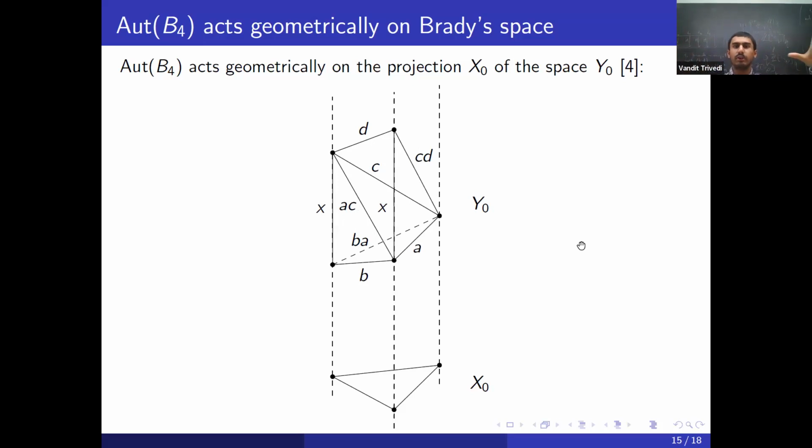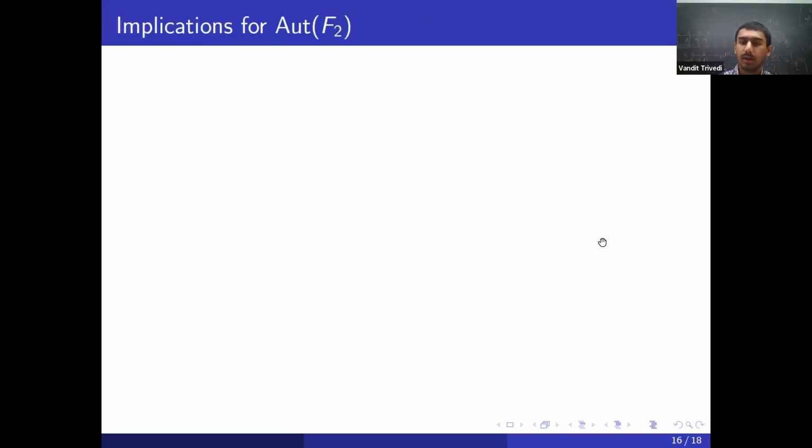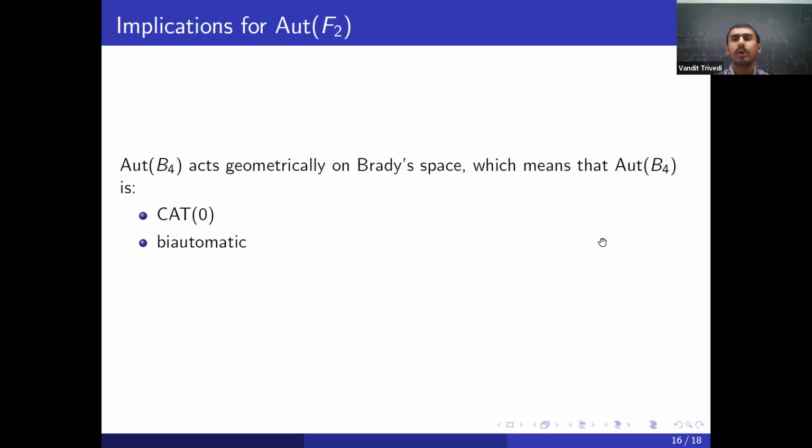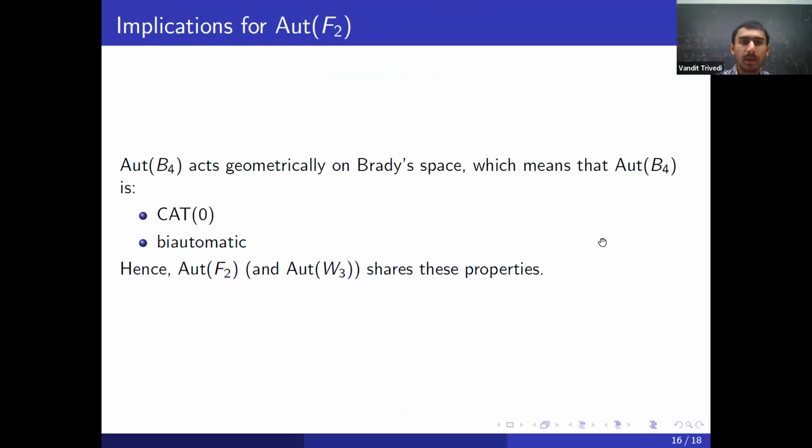We'll get lots of these tetrahedra, and if I project that down, what we will get here is this space called Brady's Space, which we've denoted X0. And that turns out to be a systolic simplicial complex if I fill in the interior of those triangles. And the great result is that Aut B4 acts properly discontinuously and cocompactly on that projection. And as a result of that, Aut B4 is CAT(0) and it is biautomatic. And so Aut F2 inherits those properties as well. And obviously Aut W3 too.